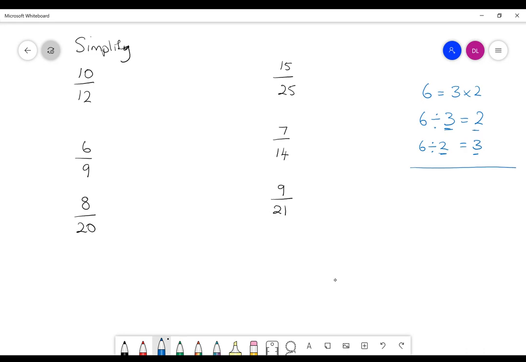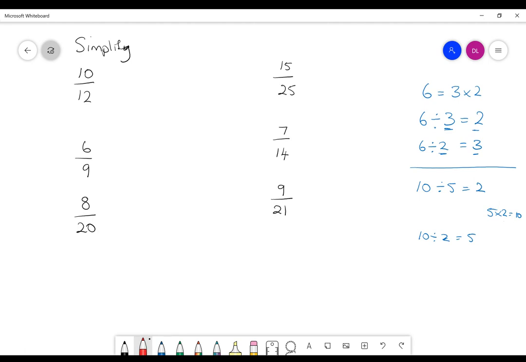Let's try another one. If we have something like 10 and we want to divide by 5, then you need to think of 5 times what gives you 10. So the answer will be 2. So if I said 10 divided by 2, then the answer is 5 because 2 times 5 is 10. Okay, so the divides are really just the opposite of times.